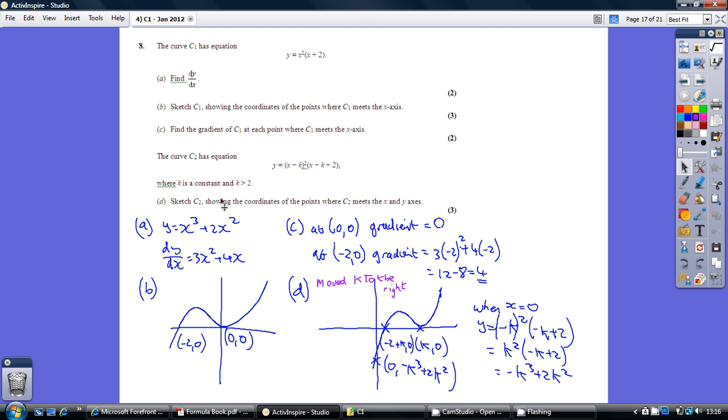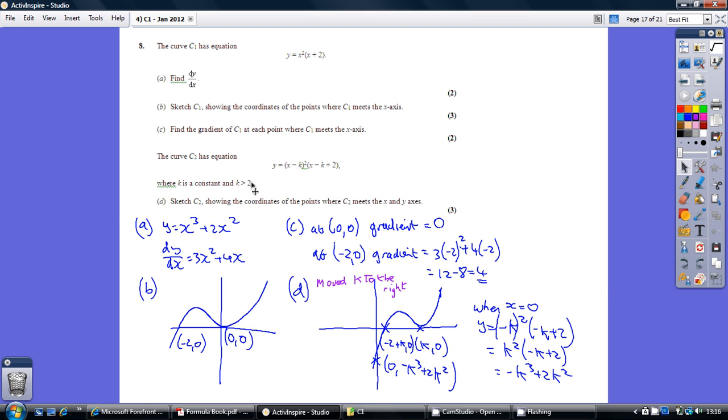Now for part D we need to go back to remembering how we do transformation of curves. We are effectively taking away k from each of these two terms up here, aren't we? Instead of x we've got x minus k all squared. Instead of x plus 2 we've got x minus k plus 2. Now remember, if it's inside the bracket it affects the x coordinates and it does the opposite to what you would expect. So this is just going to shift the curve by plus k to the right.